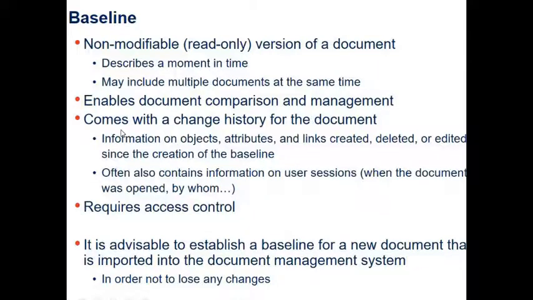It comes with a change history for the document. It contains information on objects, attributes, and links created, deleted, or edited since the creation of the baseline. It often also contains information on user sessions. For example, when the document was opened, who opened it, and who edited which part, and so on. Baselines require access control. It is advisable to establish a baseline for a new document that is imported into the document management system in order not to lose any changes.